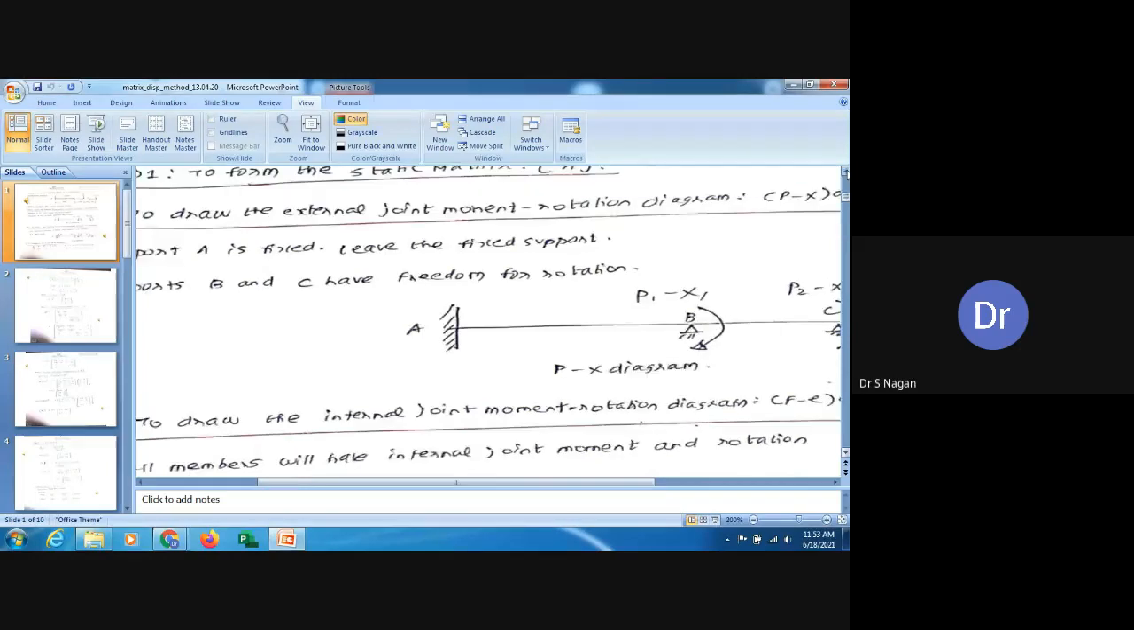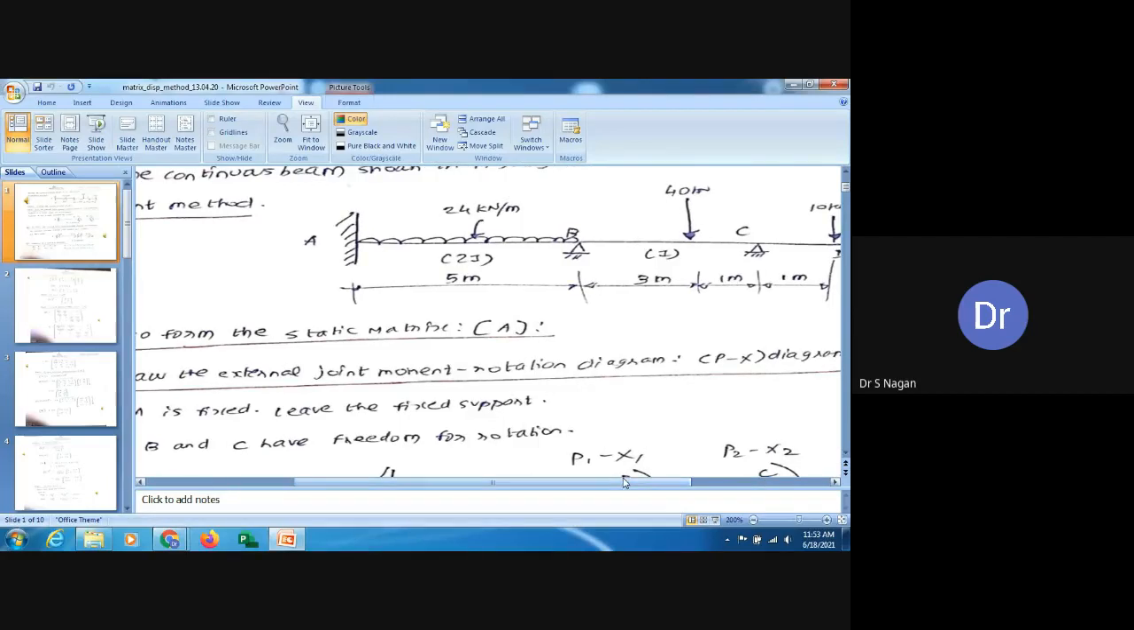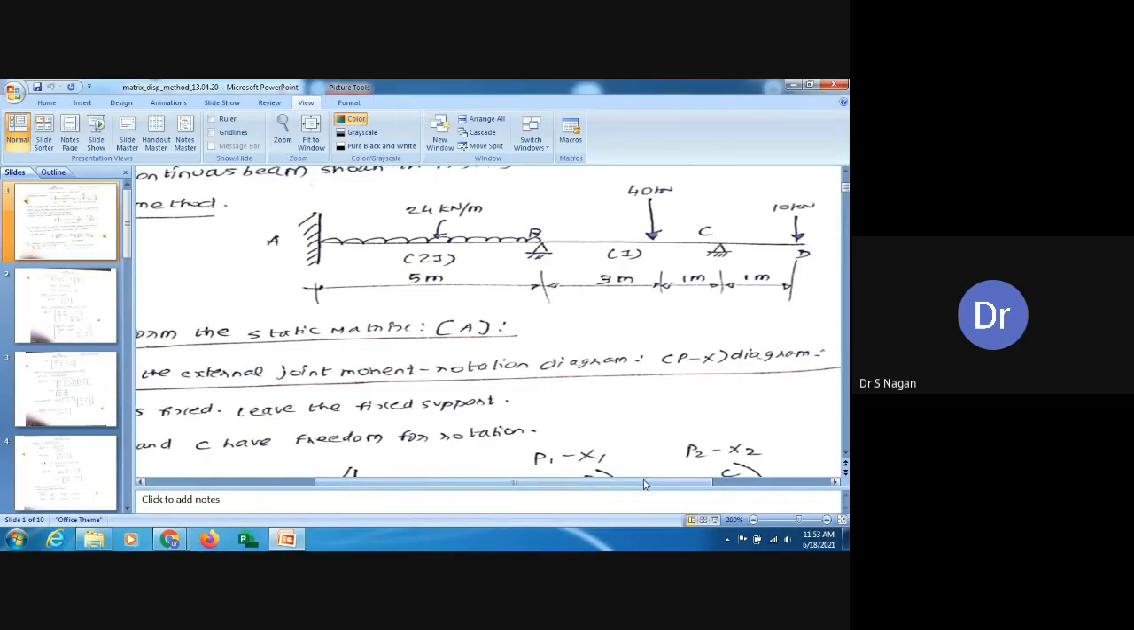So do you see this example? This is another continuous beam. So what is the difference you see with respect to the previous examples and this one? Can anyone identify the difference or change?